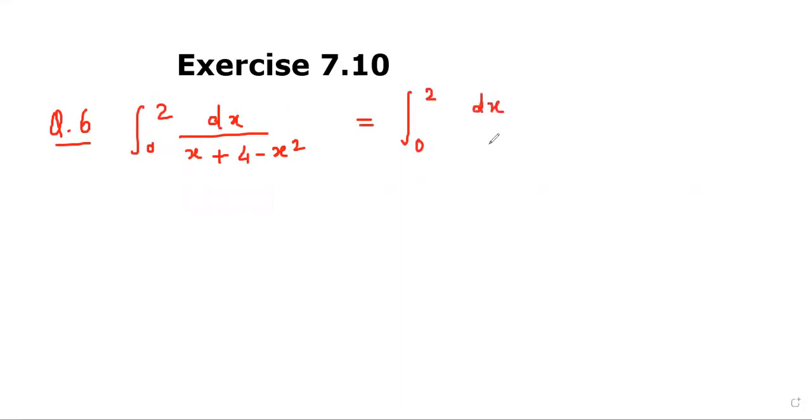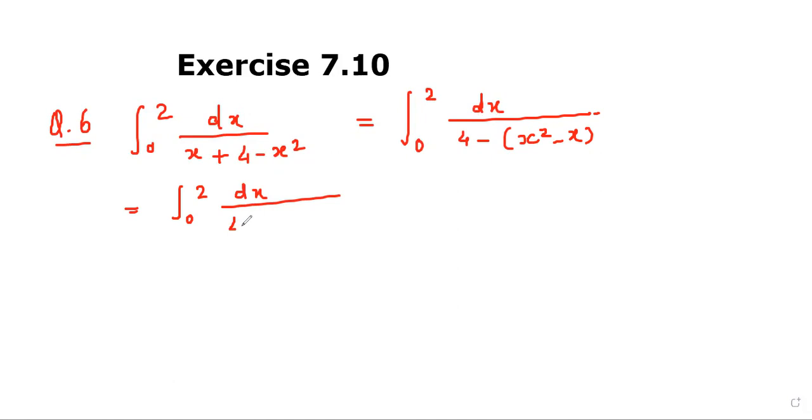dx. So we write 4 minus x square minus x. Integration 0 to 2 dx divided by 4 minus x square minus x.